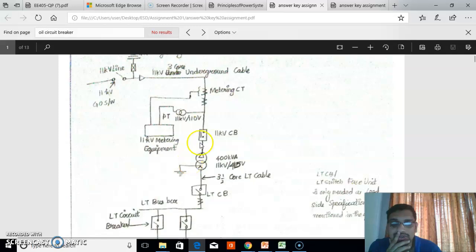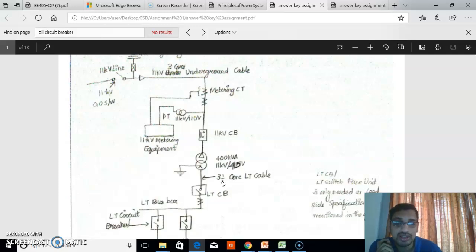Now we define the primary circuit breaker and secondary circuit breaker, then select the proper sizing of primary cable and secondary cable. The primary cable is a 3-core underground cable. The secondary cable is a 3.5 core LT cable, because the transformer connection is delta-star. On the primary side there are only 3 wires, but on the secondary side there are 4 wires: 3 phase wires and 1 neutral wire, and the size of the neutral wire is half or less than the size of the phase wire. That's why we write 3.5 core LT cable.